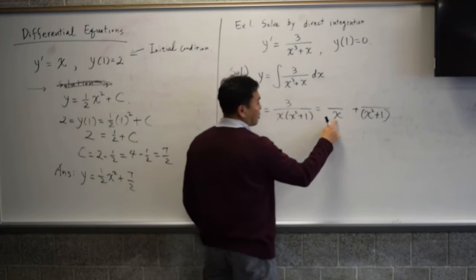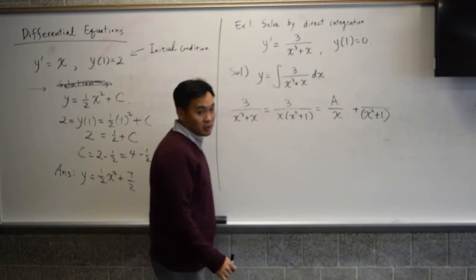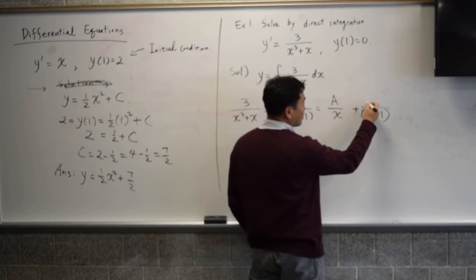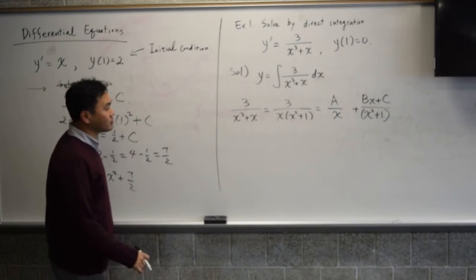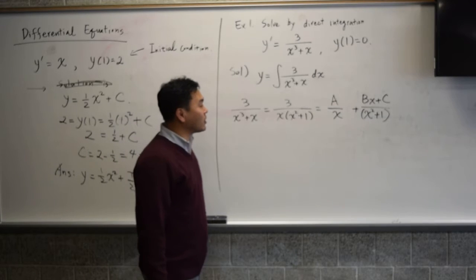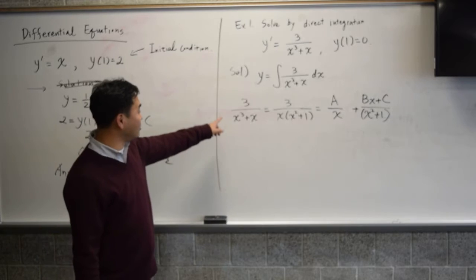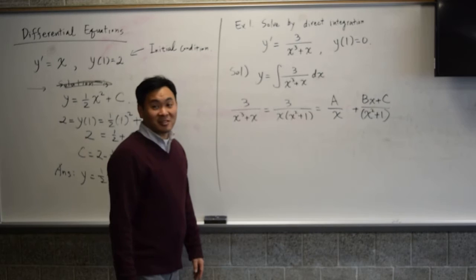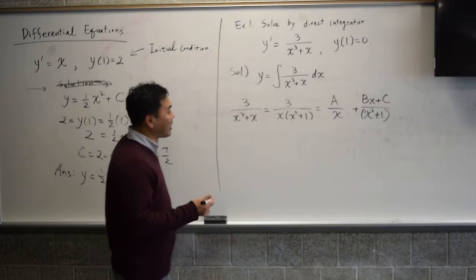For the case where you have a first order polynomial in the denominator, you just put one letter. If you have a second order polynomial in the denominator, you have to put bx plus c, just like this. And then you have to figure out what a, b, and c are that satisfy, that's equal to this. Do you remember this? Have you done this in Calc 2? Kind of, right? Okay.